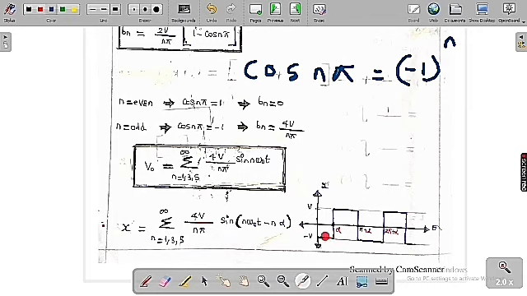So alpha is the amount it was shifted. This is the new signal x of t. For this signal, V naught is equal to sigma n equal to 1, 3, 5 up to infinity of 4V by n pi into sin n omega naught t, whereas for this signal, x is equal to sigma n equal to 1, 3, 5 up to infinity of 4V by n pi into sin of (n omega naught t minus n alpha).